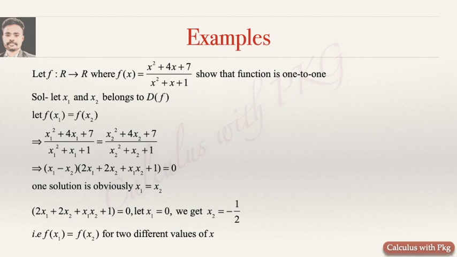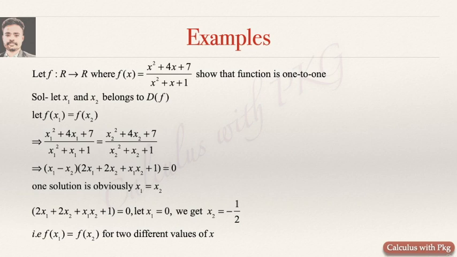Then after solving, we get an equation whose left hand side consists of the product of two factors. One factor consists of x1 minus x2 and the other is twice x1 plus twice x2 plus x1 x2 plus 1, and both of them are equal to 0. So the solution will be either one of them is 0.